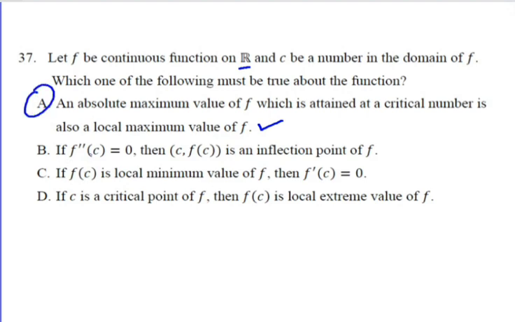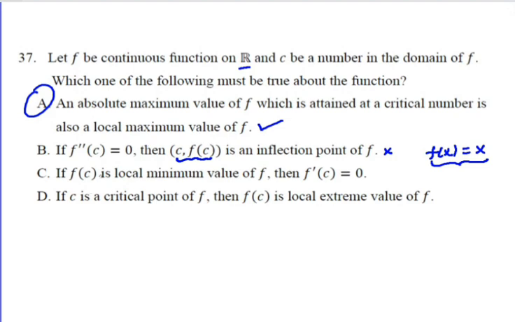For example, take the B case: if the second derivative at c is 0, then (c, f of c) is an inflection point of f. This need not be a true statement. For example, take f of x equals x. Definitely the second derivative of this function is 0, but it is a straight line passing through the origin, so it will not have an inflection point.